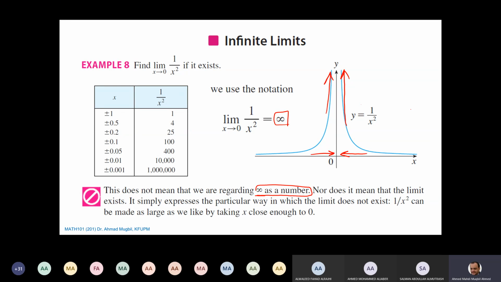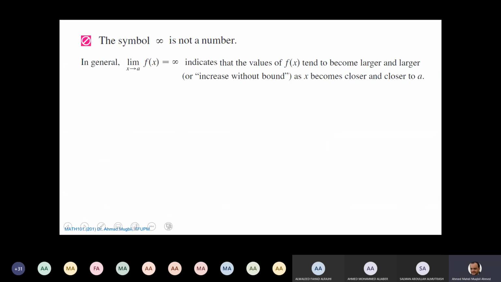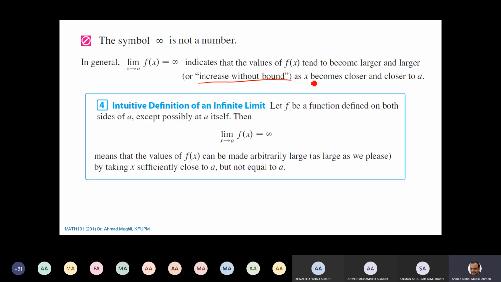But of course, sometimes the limit does not exist and you don't know anything about it. You just say it does not exist. But here you know that it will get bigger and bigger and bigger. It will increase and increase without bound. So write infinity when you know how it will behave. Again, the symbol infinity is not a number. We just indicate that the value is getting larger and larger, increasing without bound. This is the meaning of infinity, something that's getting bigger and bigger.